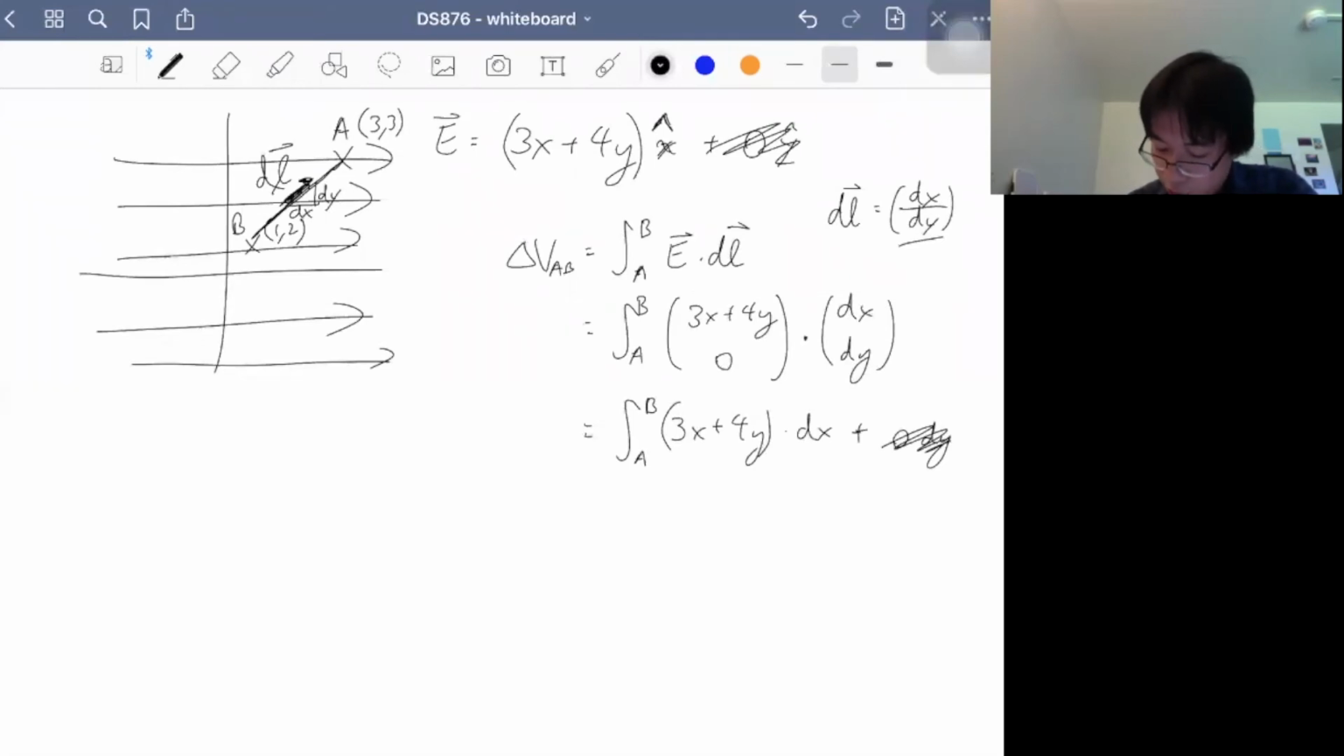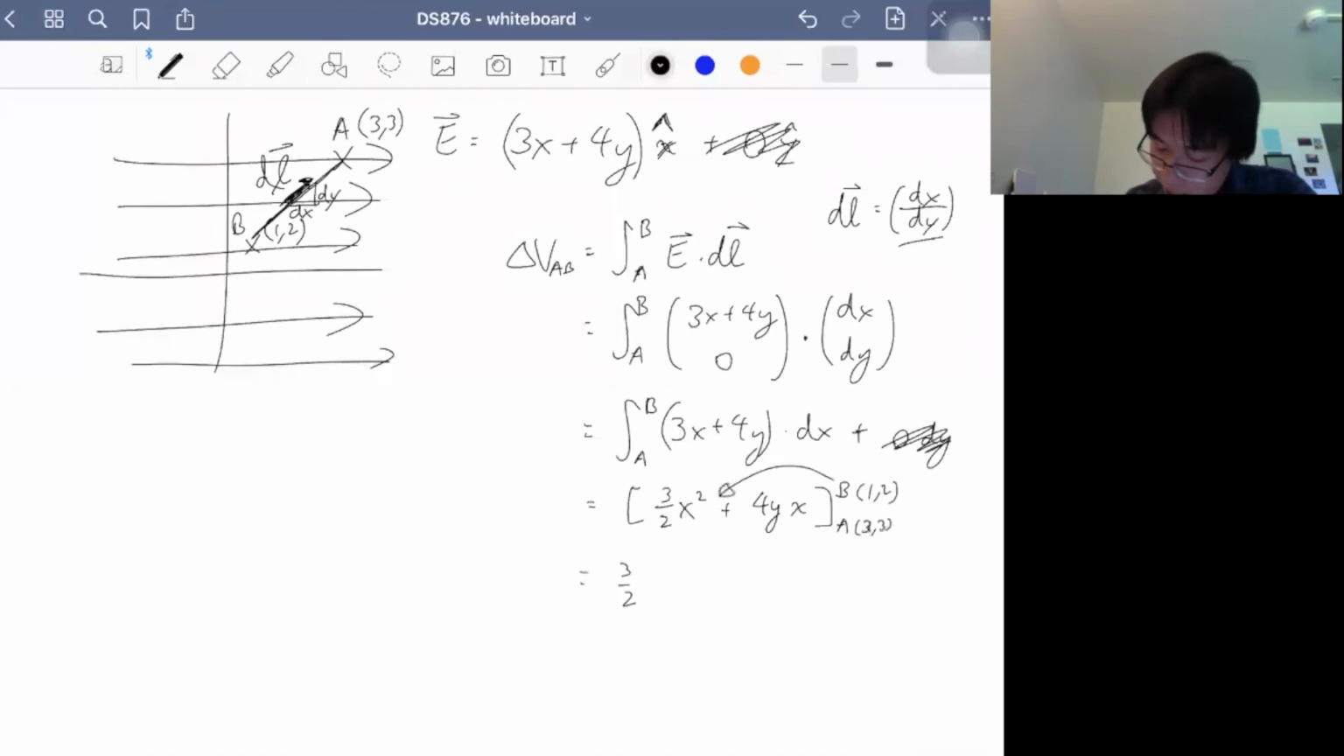Okay, so when you integrate this, what's integrating 3x? Well, it's 3 over 2 x squared plus, as far as the integral of dx is concerned, y is a constant. So all you have to do is for y, that's a constant, just multiply x like that. Okay. And then now you need to plug in the numbers. How do you plug this in? So A is 3, 3, B is 1, 2. So now you plug it in.